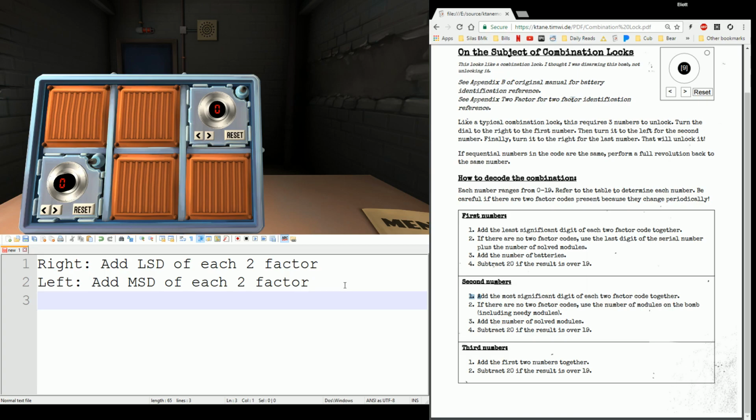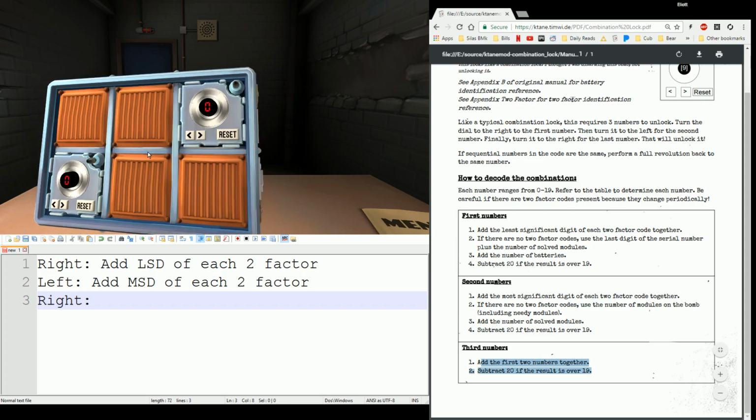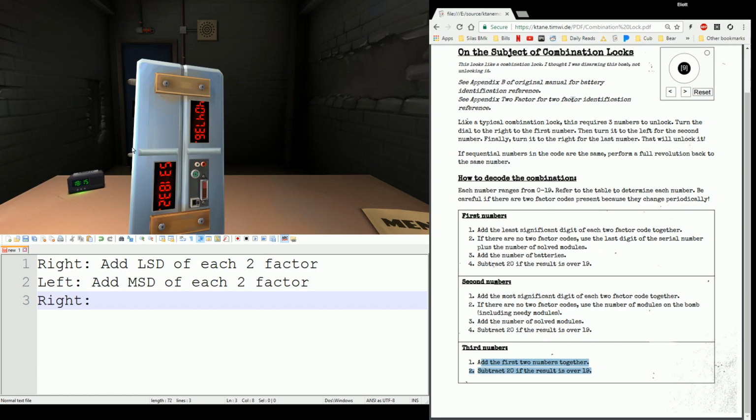Again, we're going to subtract 24 over 19, but we're not going to be, because again, we're going to add 2 single-digit numbers. And then for our last number, our third number, we're going to add the first two, and subtract 20 if we go over 19. Okay, there's the beep. That means it just changed. So let's do this one real quick.